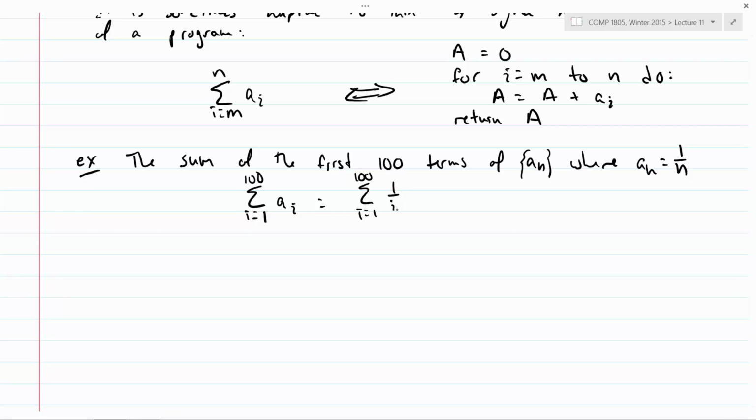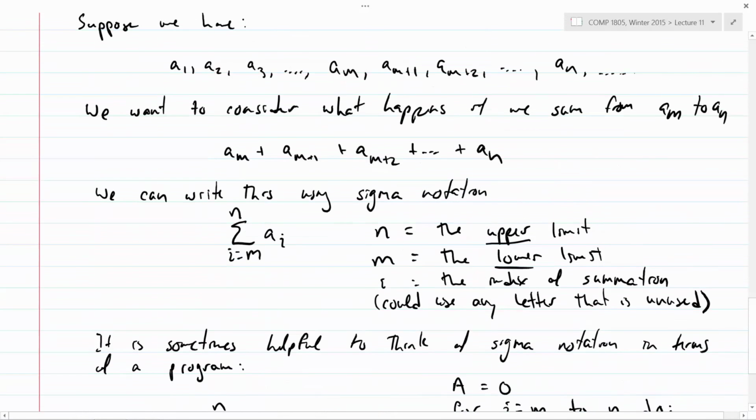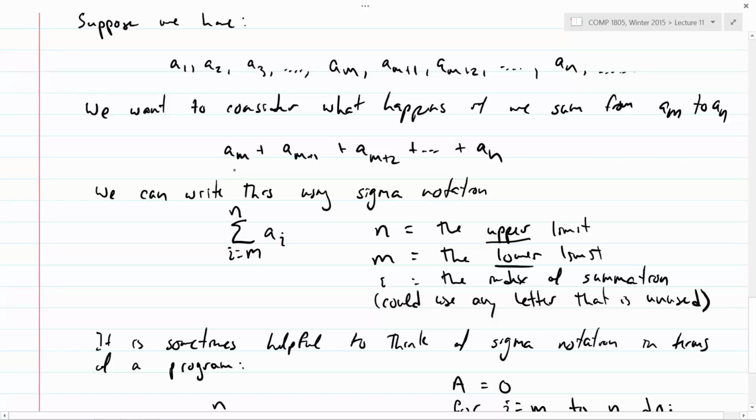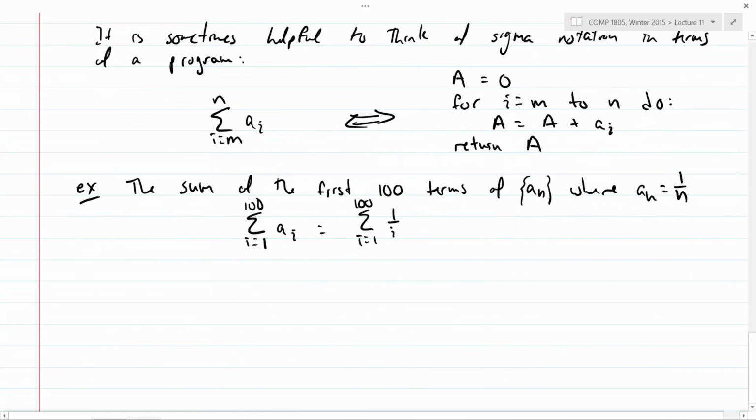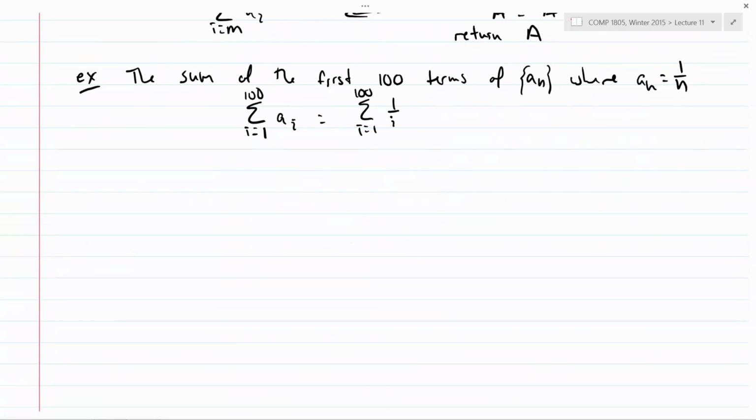So if you look at the definition here, this includes a sub m and it includes a sub n. So it includes both the upper limit and the lower limit. Both of those are included in the sum. If you're coming from a Python background, you might find that a little bit surprising. This is how we do it in math. Other questions?